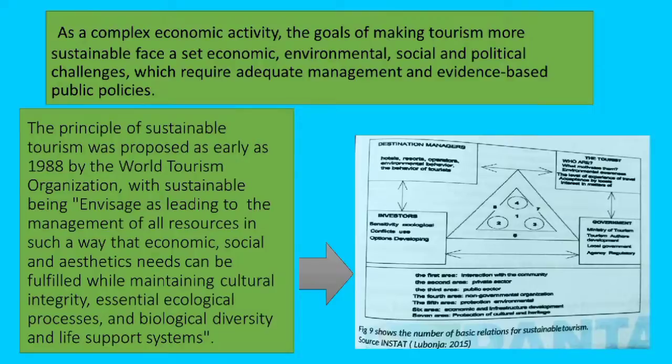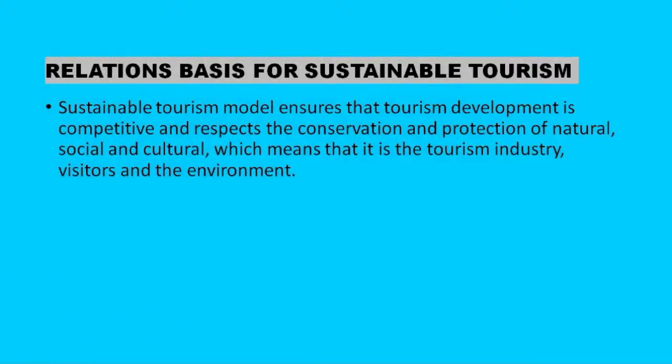The fifth area is pollution management. Examples include conserving water and energy, minimizing greenhouse gases, slashing toxic emissions, reducing solid waste, controlling indoor air pollution, and getting a handle on pesticide risk. So, the sixth area is economic and infrastructure development. And the last, the seventh area, is protection of culture and heritage. These are the relation basis for sustainable tourism.